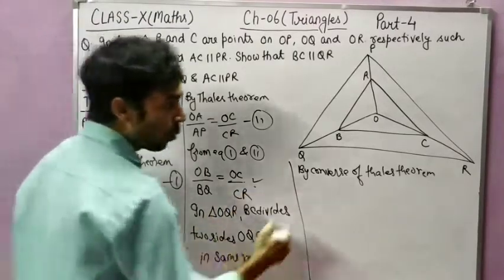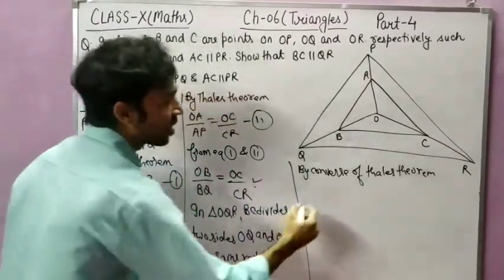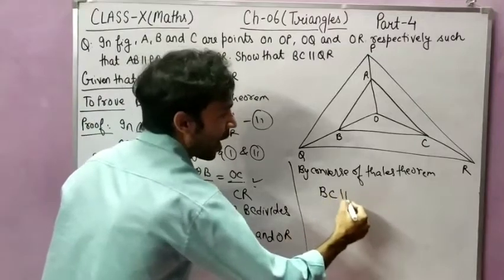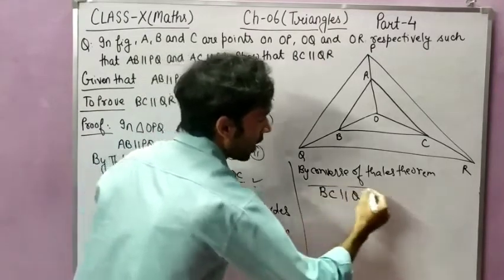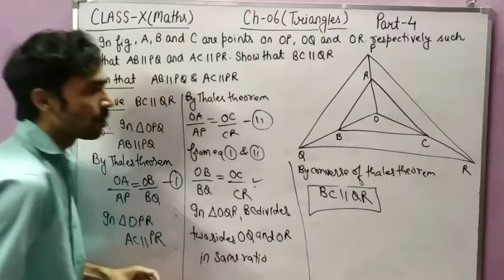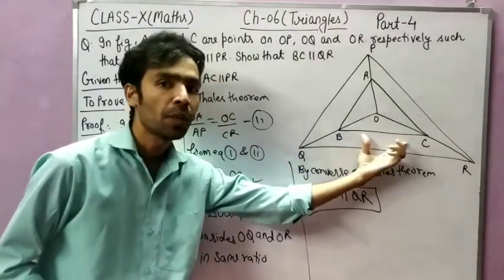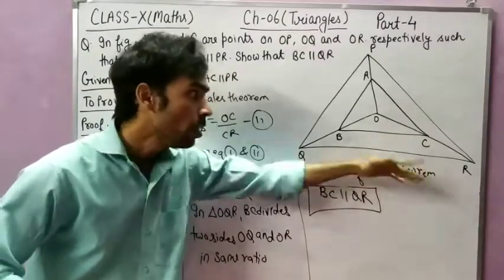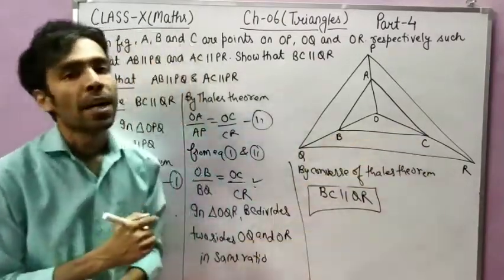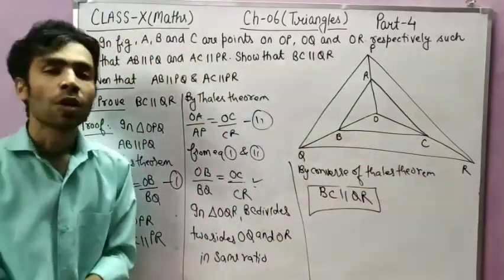So in triangle OQR, BC divides the other two sides OQ and OR in the same ratio. So by the converse of Thales theorem, we can say BC will be parallel to QR. That line will be parallel to the third side. अरे एक ही साइड बची थी इस ट्रायंगल में, दो साइड को तो डिवाइड कर दिया था सेम रेशियो में, तो कौन सी साइड बची थी? QR. तो ये BC जो होगा वो QR के पैरेलल होगा. This is known as the converse of Thales theorem.